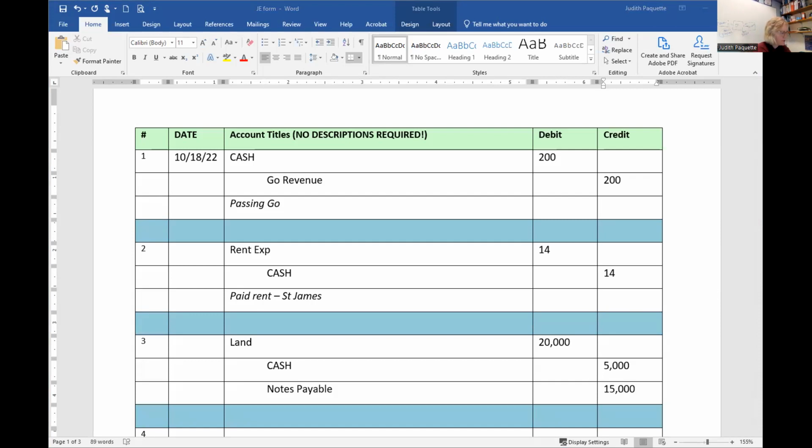Yeah, and what if we expanded this problem and said balance with interest of 10%? What if we added that piece? What would you do? Yeah, interest payable or interest expense?